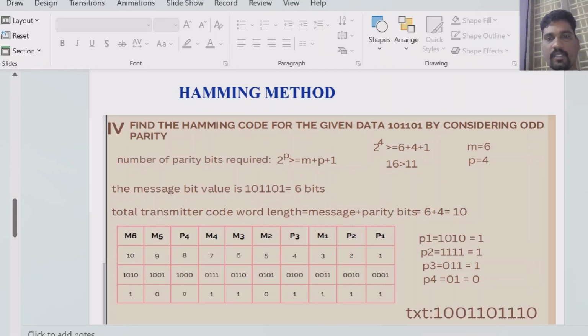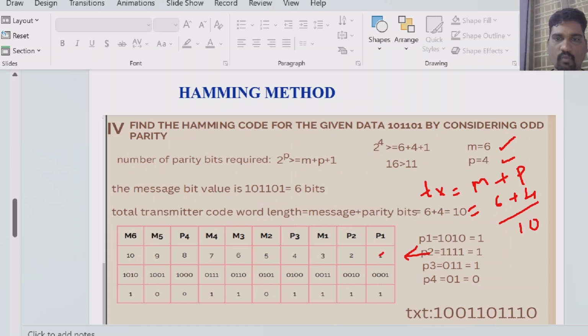First step is that we need to identify how many parity bits are required, right? As per the given question, we have 6 message bits, 4 parity bits. Now what is the total length of the transmitter code word? It is the combination of the message bits plus parity bits. Now the total length is 6 plus 4, nothing but a 10 bit value, right? So here what we are going to do is just write the decimal representation. Like see, I have 1 2 3 4 5 6 7 8 9 10.